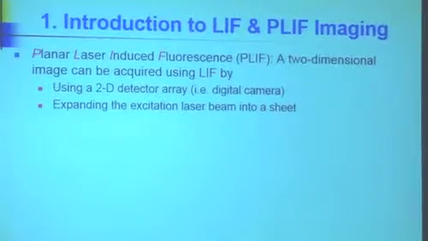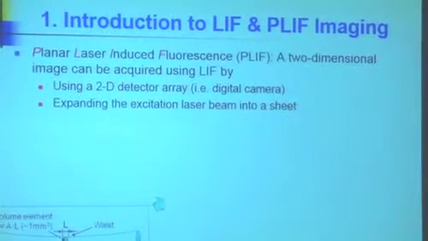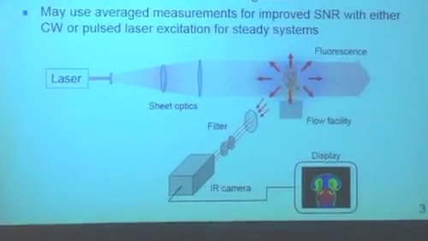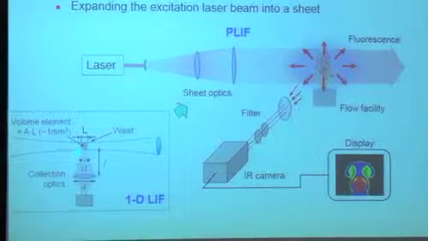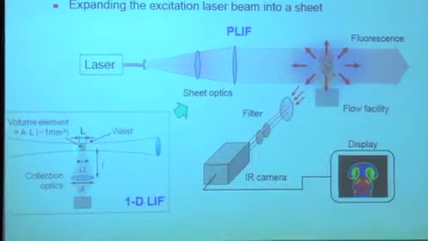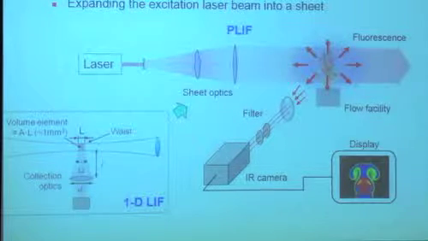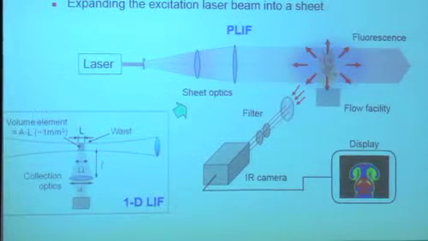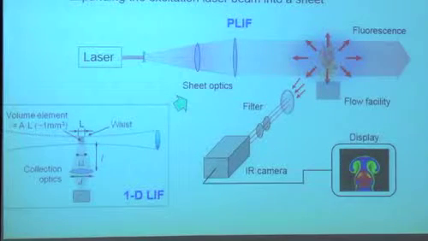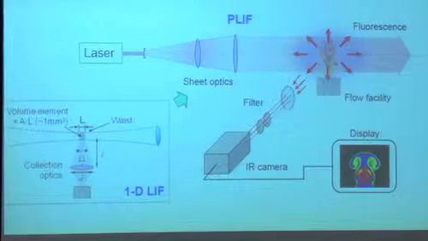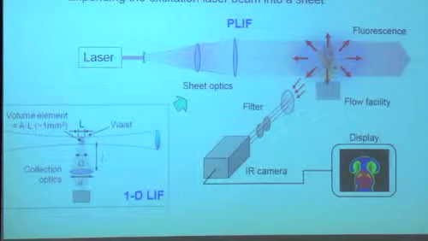PLIF is a two-dimensional form of LIF. There's the 1D, there's the 2D. So the only difference now is instead of focusing the light into a narrow waist, we form it into a sheet. You expand it in one direction and you compress it in the other. So at the point that it goes through this flow, it's usually a narrow, thin sheet, maybe half a millimeter in width and maybe a centimeter high or 5 centimeters high. It can be a thick sheet.